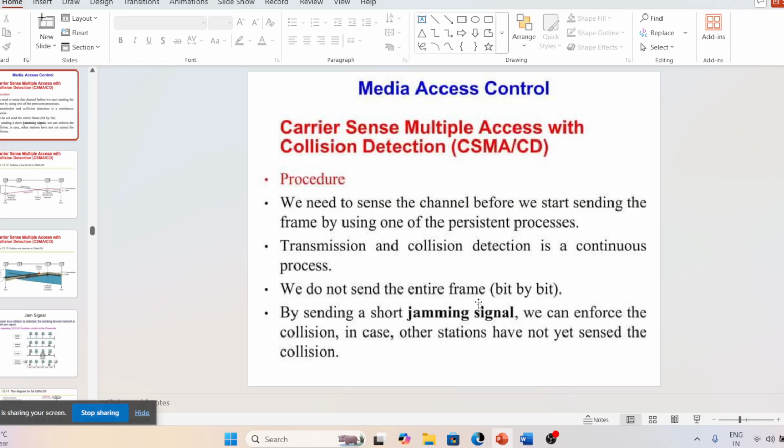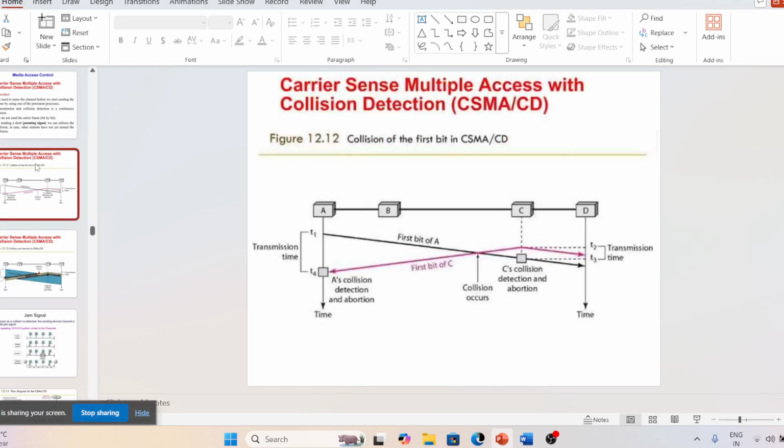We do not send the entire frame, हम एक frame नहीं भेजते, bit by bit goes. So by sending a jamming signal, we can enforce the collision in other stations who have not sensed the collision. So we can send a jamming signal. Now the examiner can ask a question: where can we send the jamming signal? So the answer will be in CSMA/CD. We can send the jamming signal.